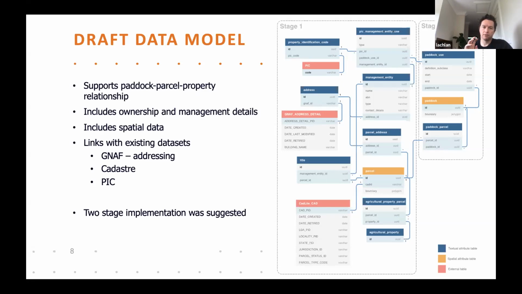So I should clarify that. There's the complexity in the data model itself, which is one issue, and then there's also the complexity of obtaining that paddock level data. And I think we felt that while we might be able to pull together some parcel level agricultural property data, being able to obtain a breakdown on a paddock by paddock basis may be a step too far just now. So that's the main motivator towards the two-stage implementation.